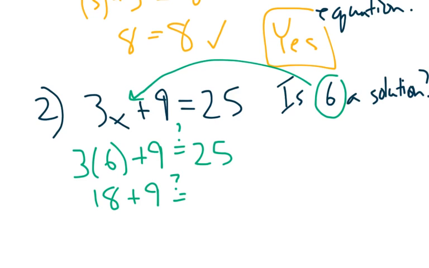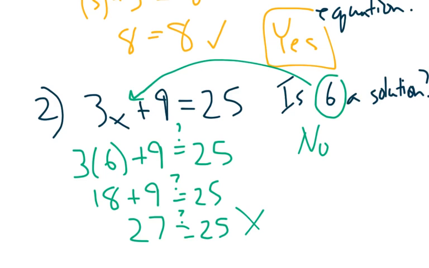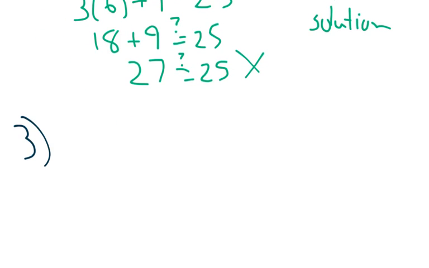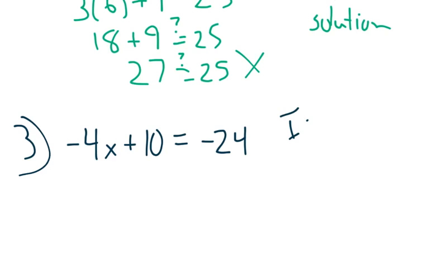And then again, it's the equal sign with the question mark. Not an official symbol, but it's one I like to use a lot for a situation like this. Does 27 equal 25? Nope. And so x equaling 6 is not a solution. So not a solution. And then let's just do one more, and let's throw in some negative signs to make it a little more complicated here. So let's say we have negative 4x plus 10 is equal to negative 24. And the question is, is 8 a solution?